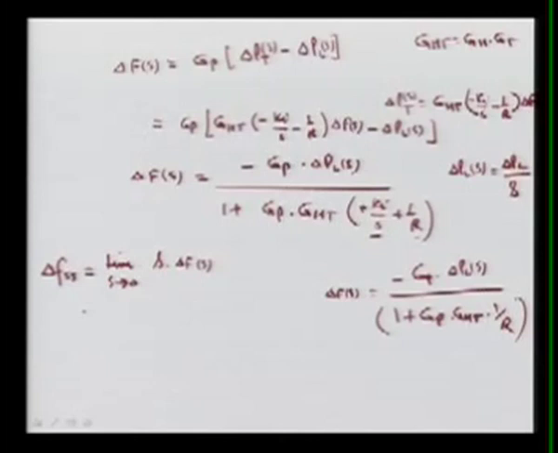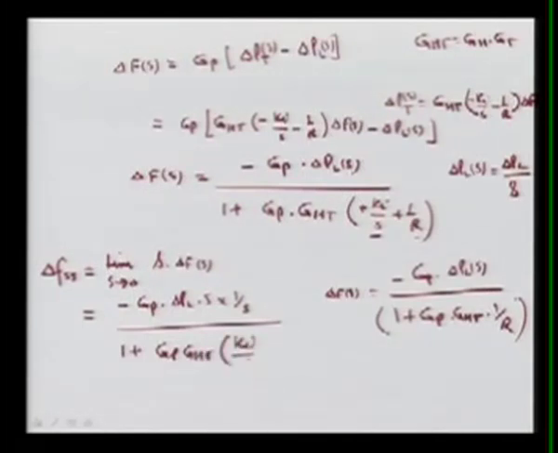Now you can put this value here. It is nothing but minus Gp, and this value is the change in PL. You are multiplying by S as this term, and here it is 1 over S. Now here we have 1 plus Gp, GST, and here Ki over S plus 1 upon R. Now we have to put S tends to 0. So if you are putting it here, you can see this cancels with this.